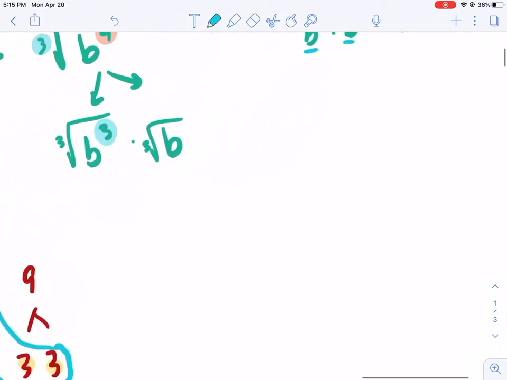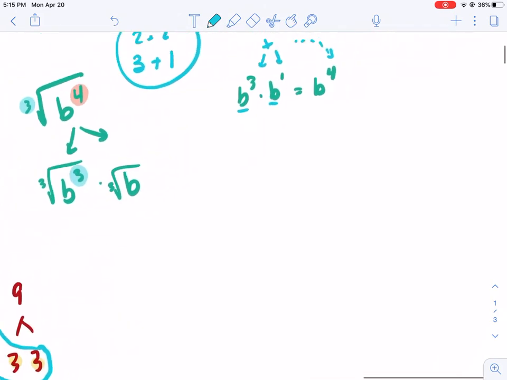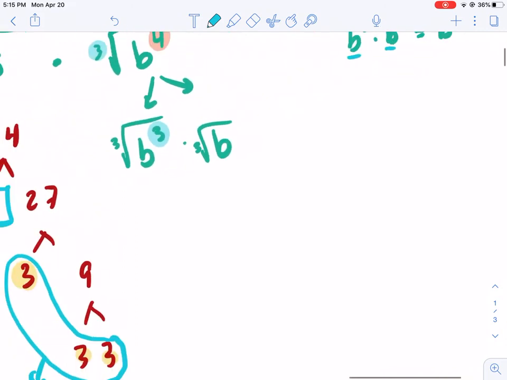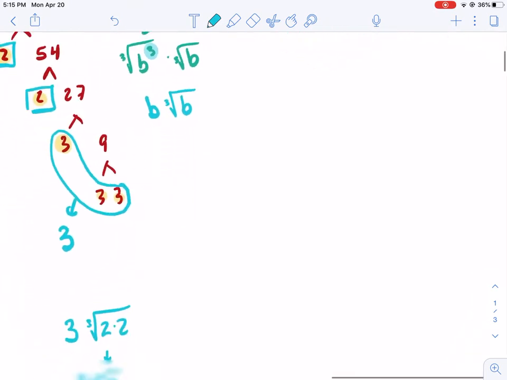Okay, so I chose b cubed because we think, okay, the cube root of b cubed, what times itself 3 times gives us b cubed? Well, obviously b does, okay? Now, cube root of b, we can't simplify that any further, so that just stays as cube root of b. He stays inside the house.